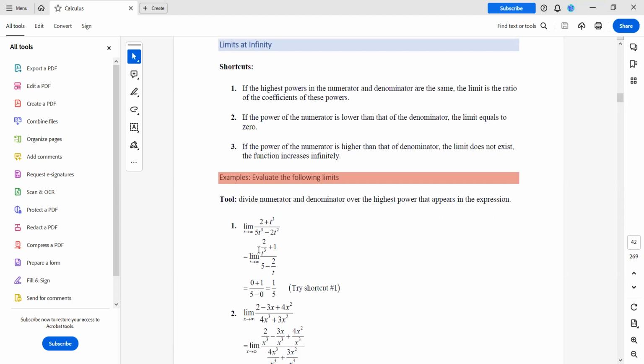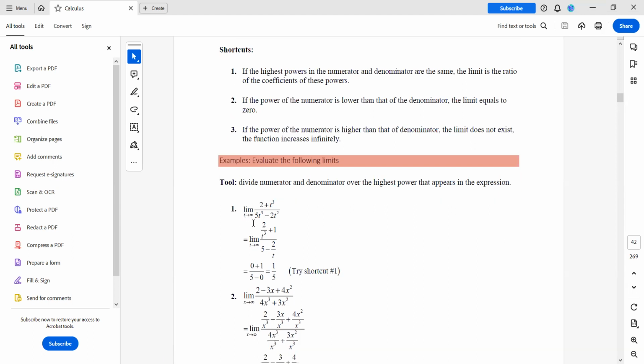So to find this limit, say t goes to infinity, then you have (2 plus t cubed) over (5t cubed minus 2t squared). Anytime we have to solve this type of question, we must take note of the variable that has the highest power, right? So t raised to power 3 is the highest power. So I divide both the numerator and denominator by t raised to power 3, which is why I have the limit as t goes to infinity. Then I have 2 over t cubed plus t cubed over t cubed, which gives me 1, because they both cancel out, over 5t cubed over t cubed. t cubed cancels t cubed, we are left with 5.